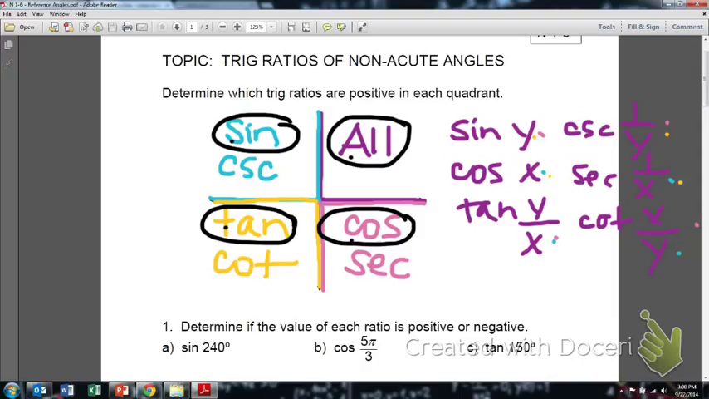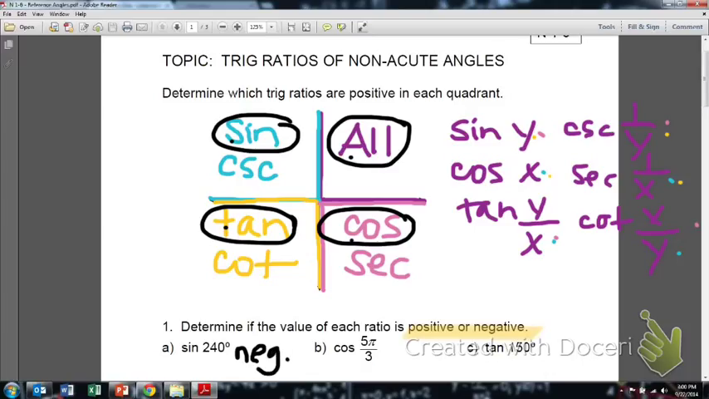So right down here it says determine if the value of each ratio is positive or negative. That's all we're telling on these. So sine of 240, since 240 is in the third quadrant and the only things positive in the third quadrant are tangent and cotangent, this is going to be negative.